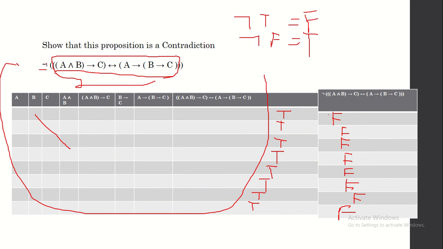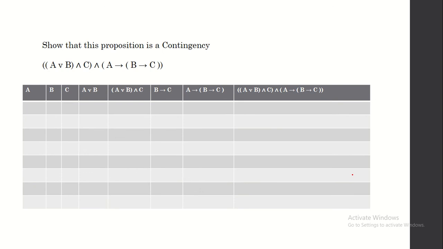So I'll skip ahead because I just needed to show you the contradiction. What is a contradiction? This is a contradiction because all the outputs are false. Now we need to show what a contingency is. We have already discussed that when the output is not all true or all false, that means the output is a mix of true and false, then it is a contingency.